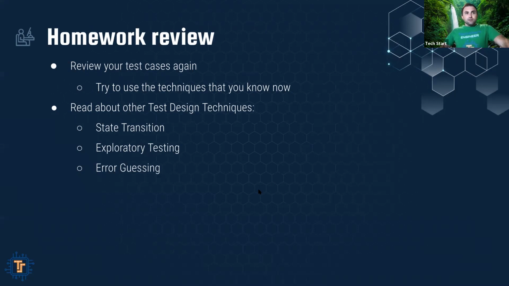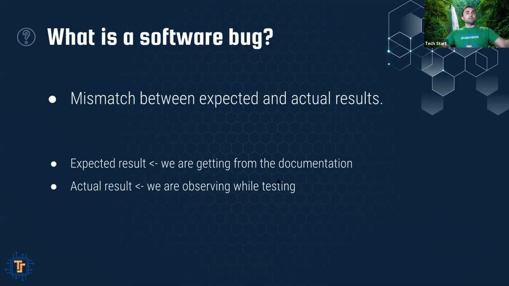Okay, let's go. So this is what a software bug is: a mismatch between expected and actual result. Actually, are you able to see my screen, guys? I think I'm sharing. Are you able to see my screen now? Yes. Okay, and as I already said, expected result is what you're getting from the documentation, and actual result is what you're observing while testing.